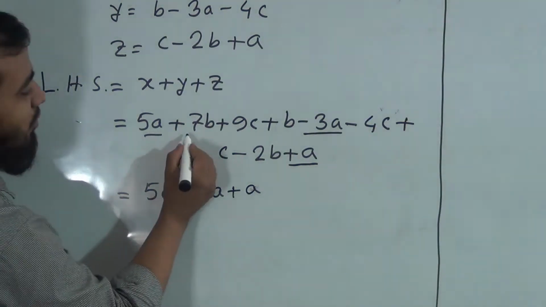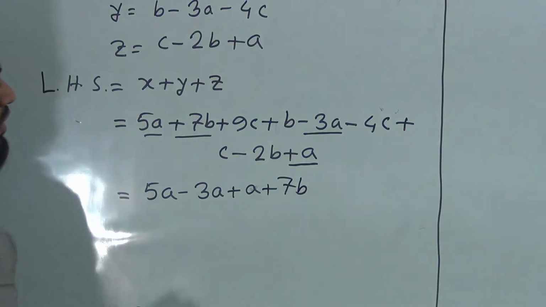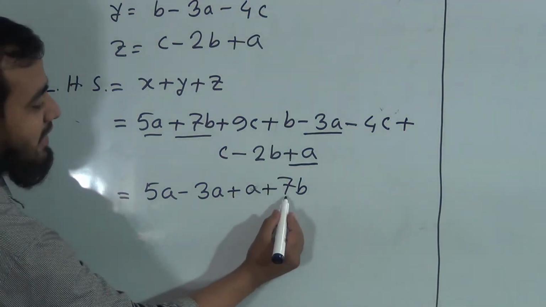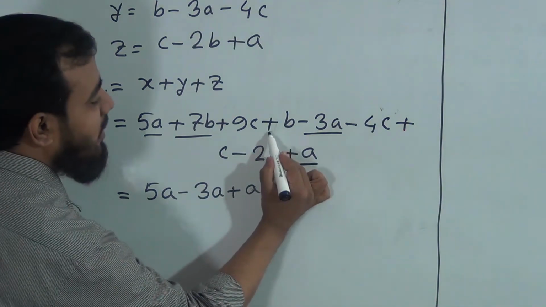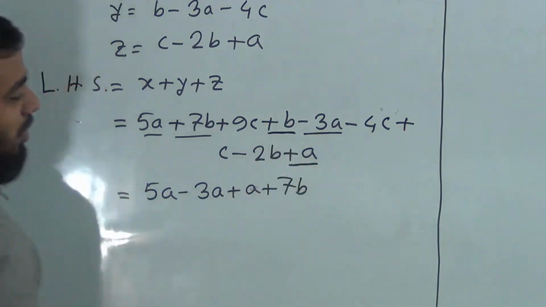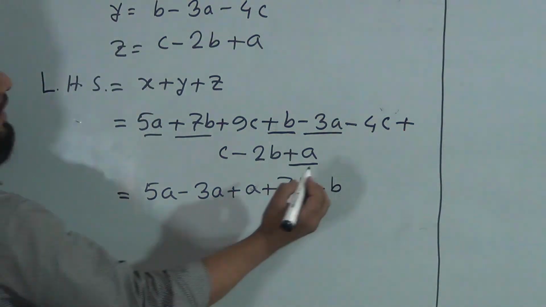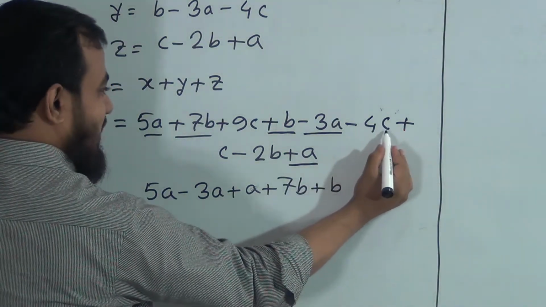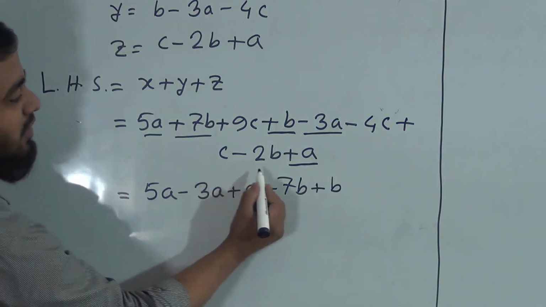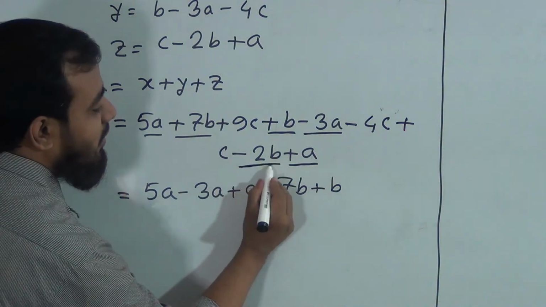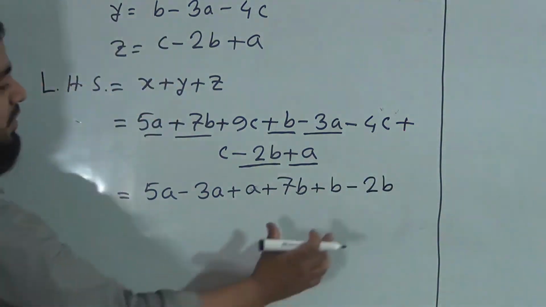Then the next term will be plus 7b. Now which are the similar terms of plus 7b? Look, 9c is not similar to 7b, but plus b is a similar term of 7b. So write down plus b here. Next we have minus 4c. 4c is not a similar term of 7b. c is also not a similar term, but minus twice b is a similar term of 7b. That is why minus twice b should be written down with this. Okay, this arrangement is done.